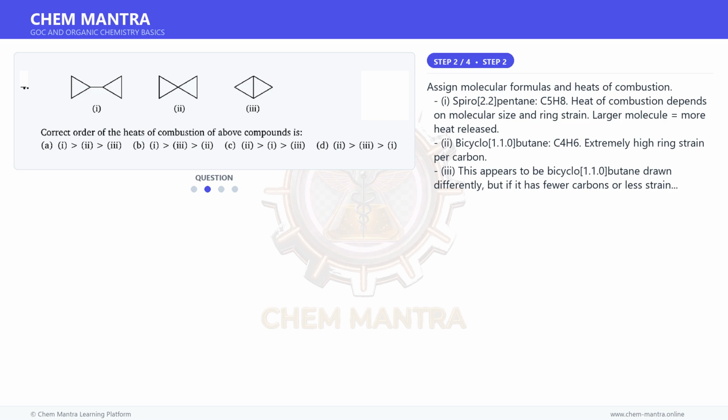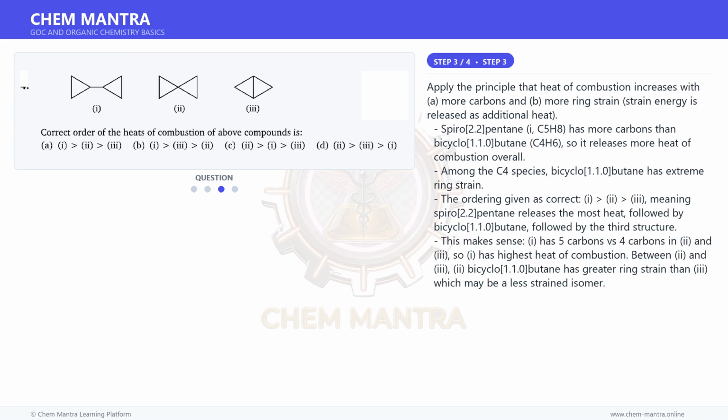Assign molecular formulas and heats of combustion. 1. Spiro[2.2]pentane, C5H8. Heat of combustion depends on molecular size and ring strain. Larger molecule is equal to more heat released. 2. Bicyclo[1.1.0]butane, C4H6. Extremely high ring strain per carbon. 3. This appears to be bicyclo[1.1.0]butane drawn differently, but if it has fewer carbons or less strain. Moving on to the next step.